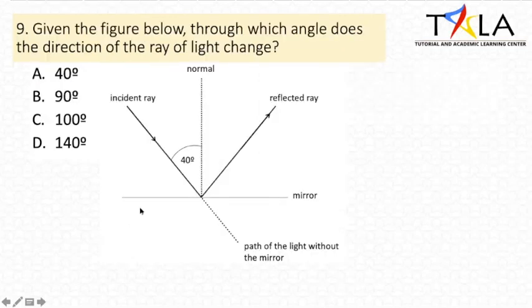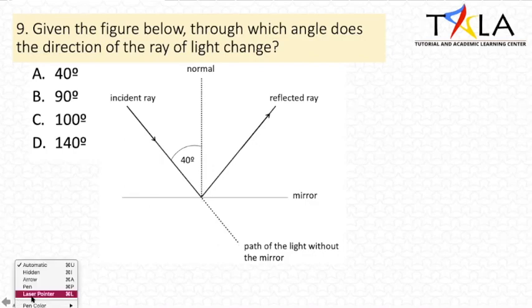Okay. Number 9. This is under optics. Given the figure below, through which angle does the direction of the ray of light change? Again, given the figure, the question is, through which angle does the direction of light change? In short, or in Filipino, ano daw ang difference ng ray nito? Ano yung angle na napo-form from the original incident ray at saka nung reflected ray? How do we solve for that?